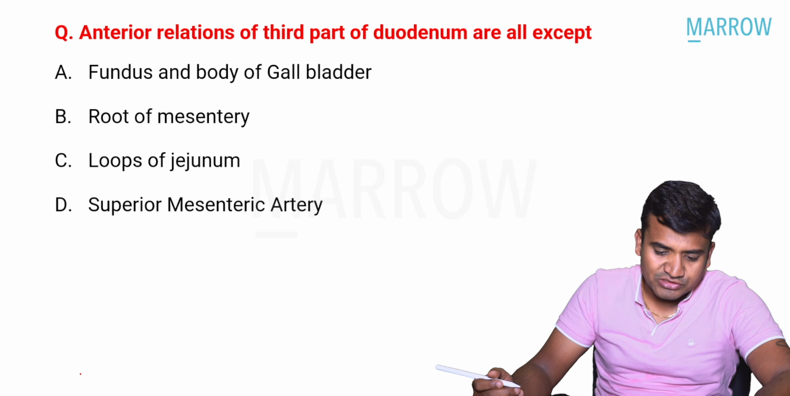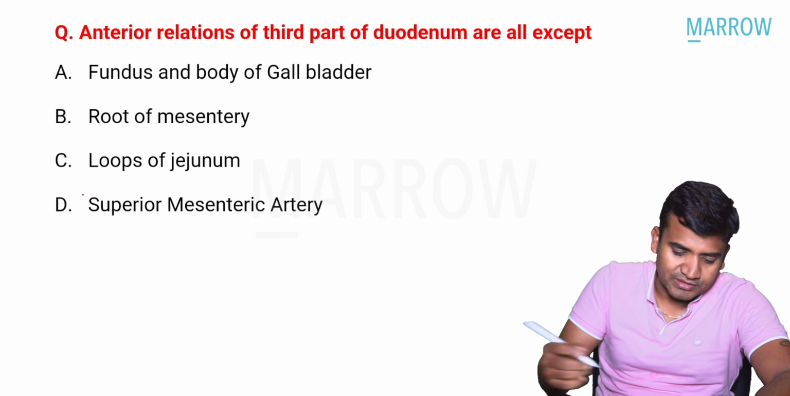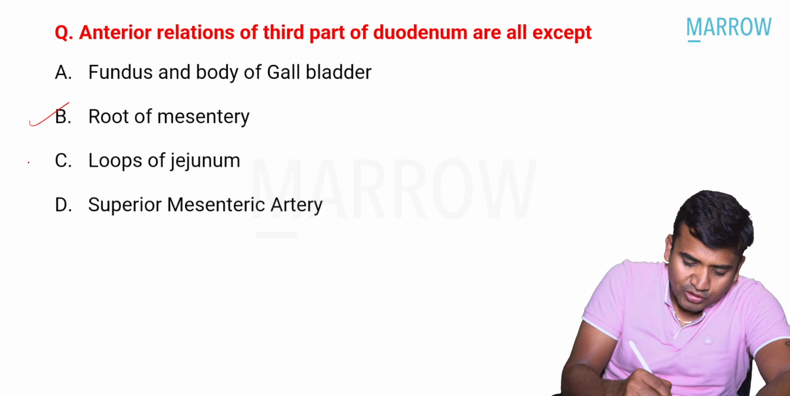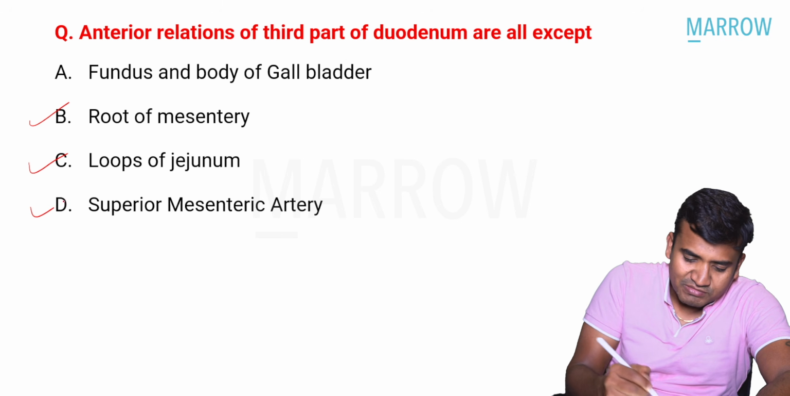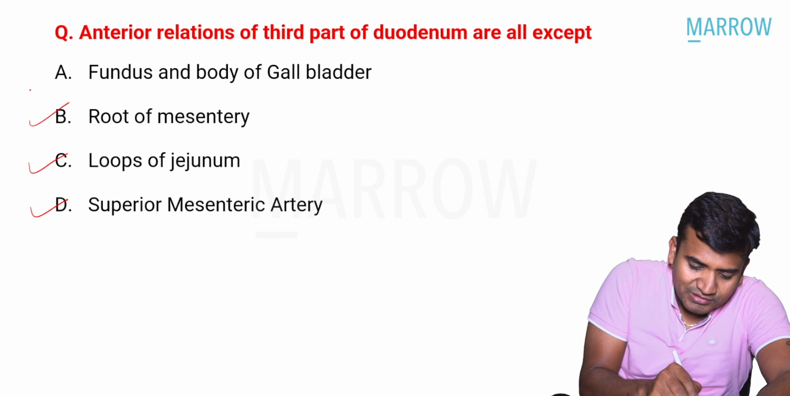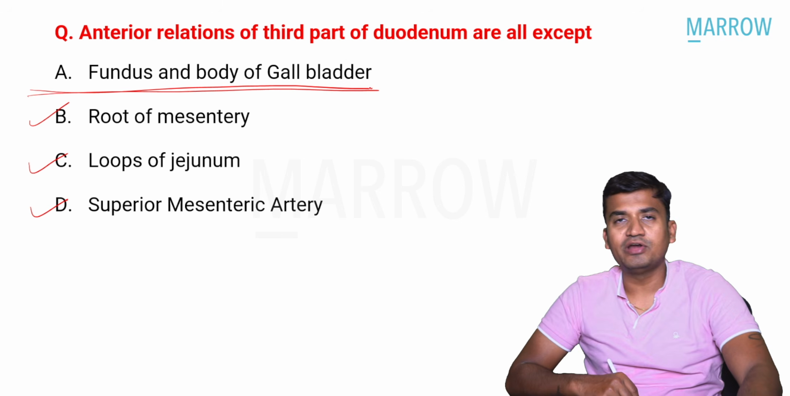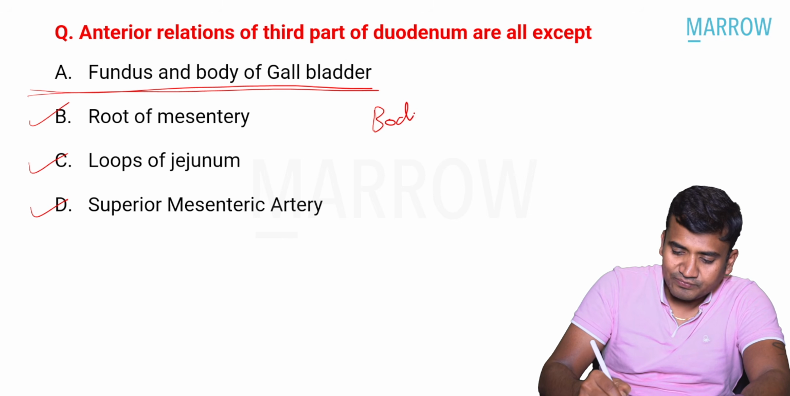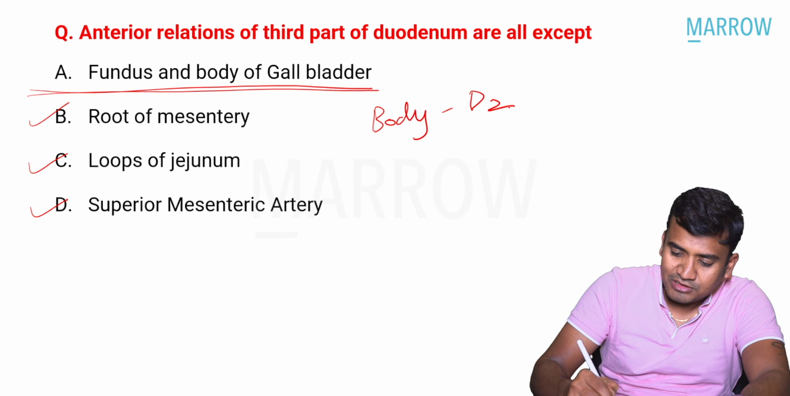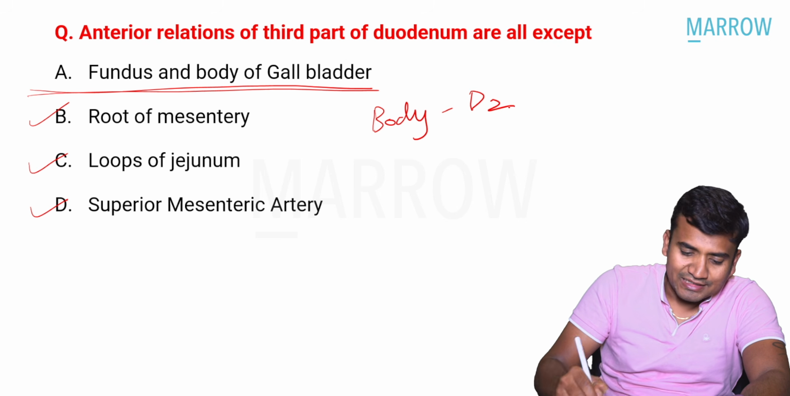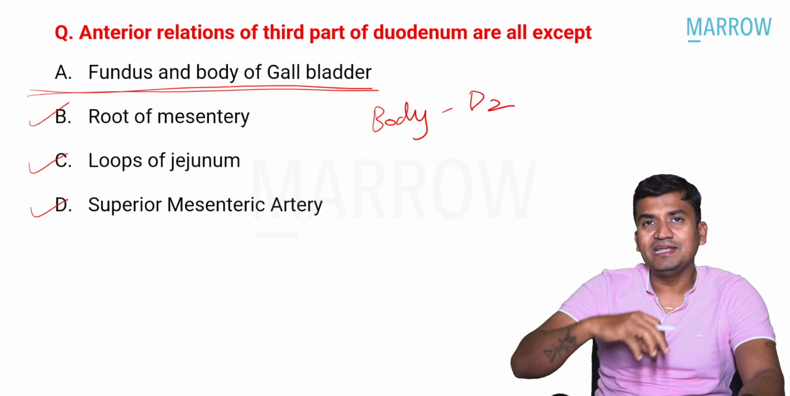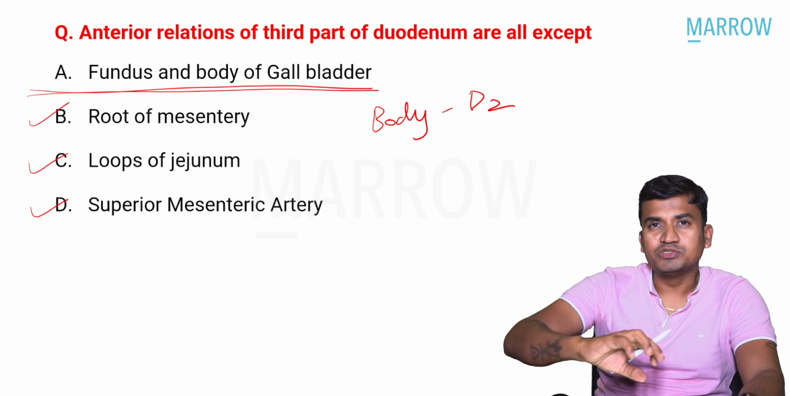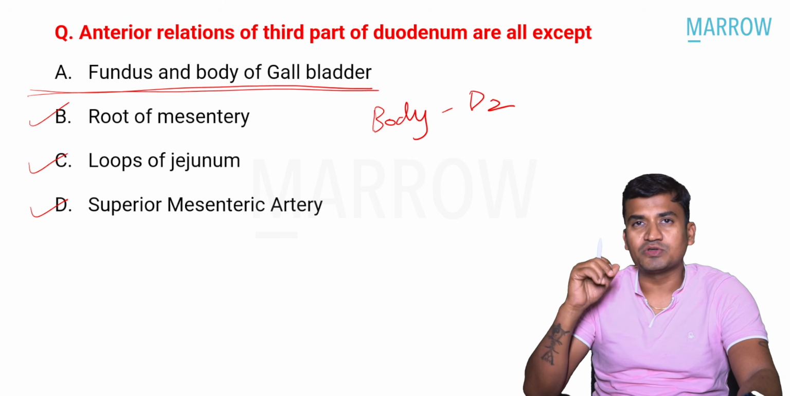The anterior relations of the third part of duodenum are all except: the root of mesentery will be there, loops of jejunum will be there, superior mesenteric artery will be there, except the fundus and body of the gallbladder. It is not related. The body of the gallbladder is related to the second part of duodenum, and the fundus of the gallbladder, which is lying in the transpyloric plane, is overhanging the transverse colon.